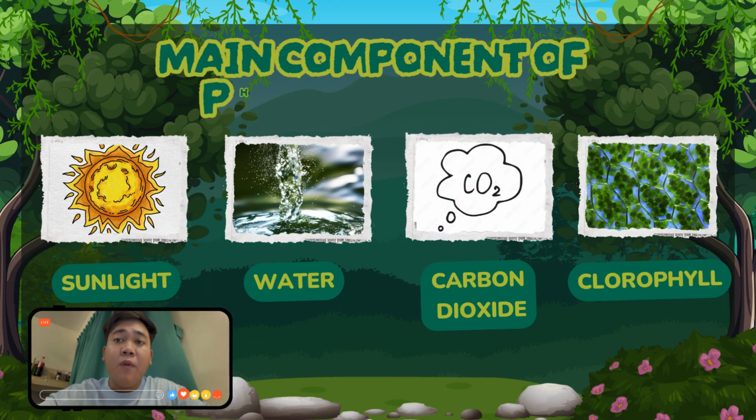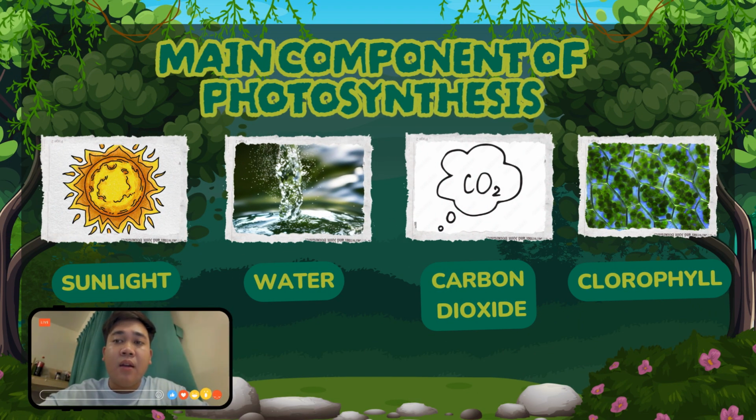Moving to the next part, which is the main components of photosynthesis. There are four components in photosynthesis: the first one is the sun, the second is water, the third is carbon dioxide, and the fourth is chlorophyll.